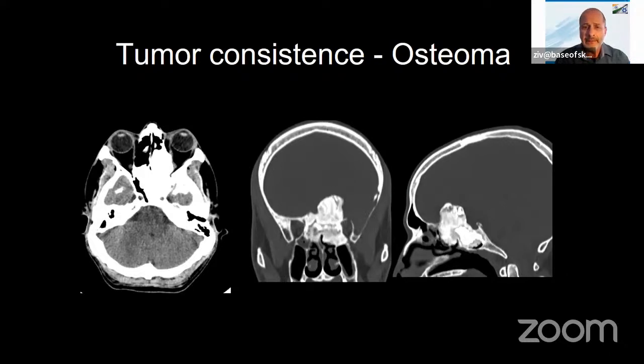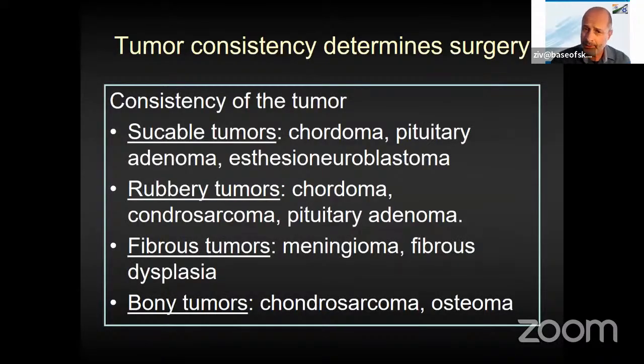For example, this is a case of osteoma, and you can see here that the carotid artery is encased in this tumor. Drilling will be very hard and difficult endoscopically. Finding the internal carotid artery will be very difficult and risky, and therefore this patient would be better managed with an open approach. And this is an important issue that we should discuss, the consistency of the tumor.